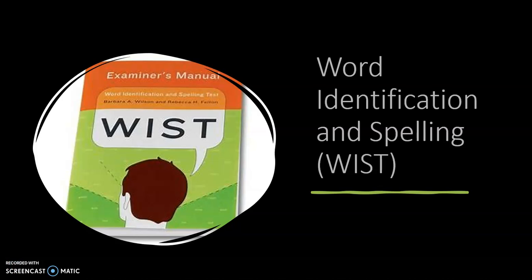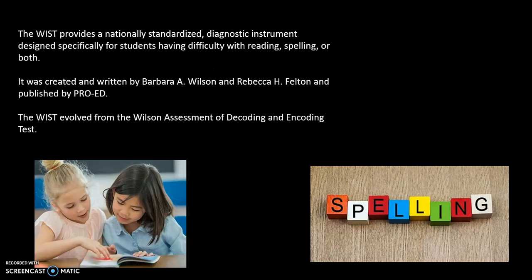So today I'm going to be presenting to you about the Word Identification and Spelling Test, known as the WIST. The WIST provides a nationally standardized diagnostic instrument designed specifically for students having difficulty with reading, spelling, or both. It was created and written by Barbara A. Wilson and Rebecca H. Felton and published by Pro-Ed.